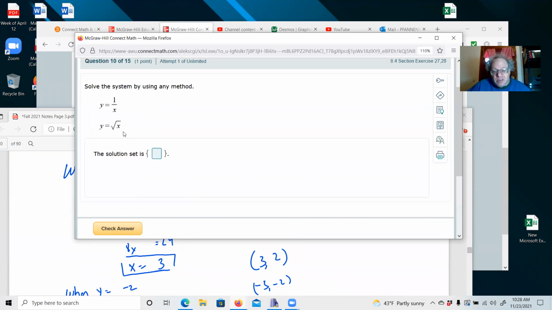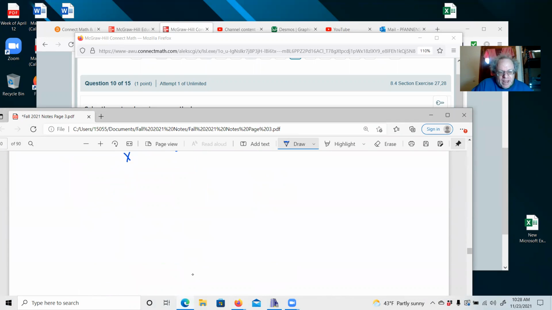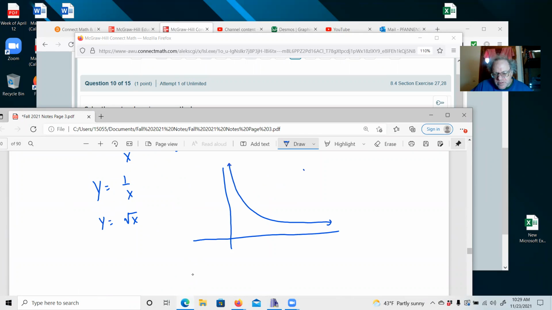Case in point, can we use substitution here? Probably not. Or no, can we use elimination? Probably not. Substitution is going to be the way to go. All right, let's have a look. We have y is equal to 1 over x, and y is equal to the square root of x. If I wanted to graph it, there's y equals 1 over x. Here is y equals square root of x. So when I only get one solution, I'm not going to be that surprised.